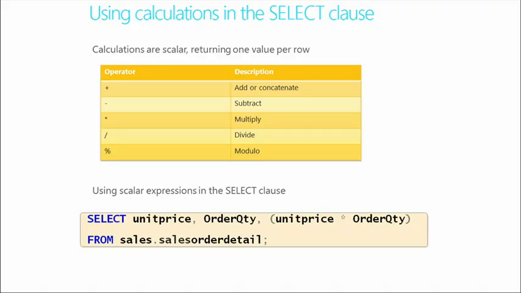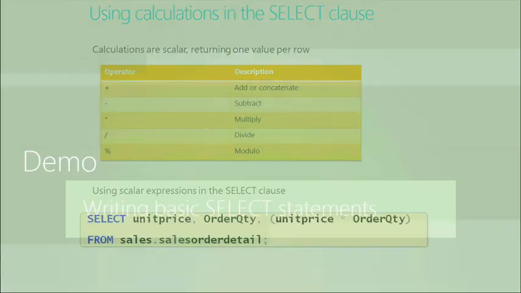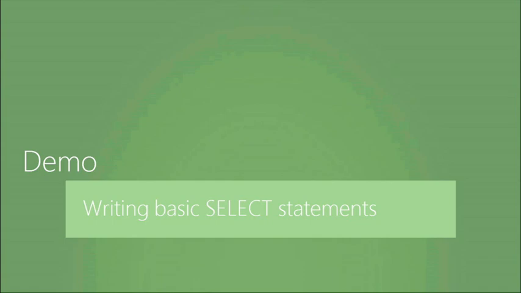All right, using calculations. As you can see here, we select unit price, order quantity, and then we're performing a calculation, unit price times order quantity, and we're going to grab this from the sales order detail table. Right now we're doing a multiplication, but we can do an addition, division, percentages. So we have these different scalar calculations available to us. We can also concatenate content. Again, we're going to see some samples of these. We're just introducing some of the topics that we're going to go through here.